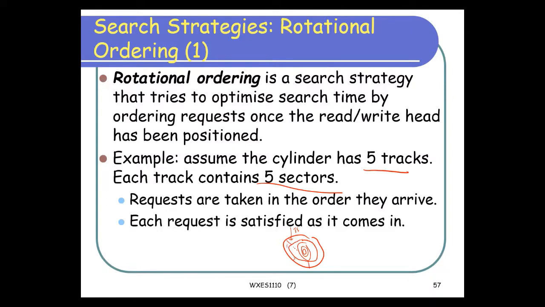Each track has 5 sectors. So this is sector number 1, sector number 2, maybe this is sector number 3, this one is sector number 4, and this one is 5. But it starts from 0, so 0, 1, 2, 3, and 4. We have 5 sectors and we have 5 tracks. Requests are taken in the order they arrive, and each request is satisfied as it comes in.